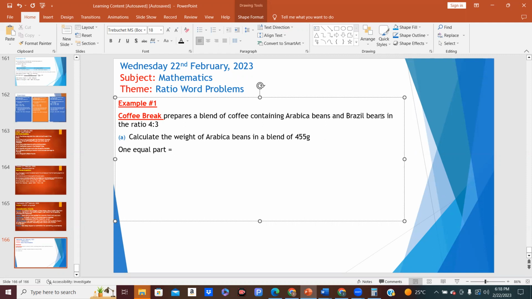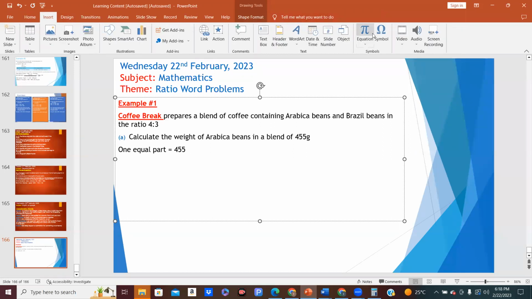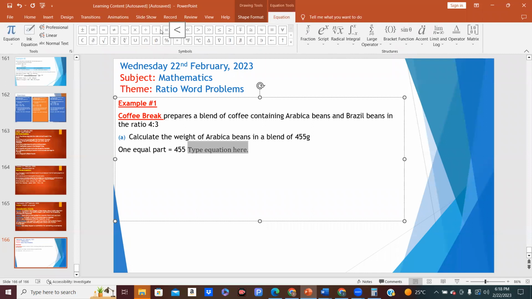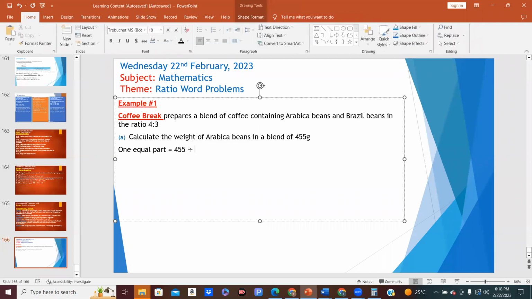Let me do that by taking 455 and dividing it by the sum, 4 plus 3. Yeah, the sum of 4 and 3. That's going to be 455 grams divided by 7.